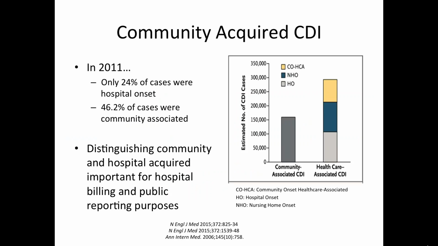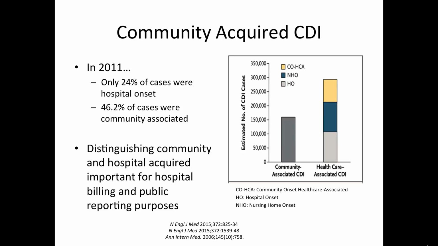Well, I kind of preluded this a little bit already, but community-acquired C. diff infection has continued to increase. And at least in the U.S. in 2011, only 24% of all cases of C. diff infection had their onset in the hospital, meaning the majority of these were occurring outside of the hospital setting. This is kind of a fairly repetitive pattern. We've seen this with MRSA and other organisms where things had started in the hospital and then became endemic in the community.